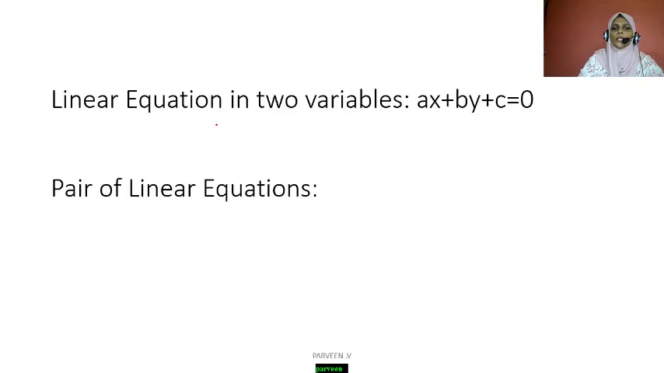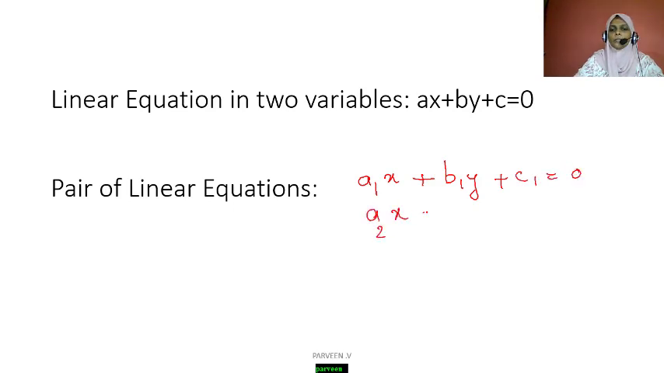Now when you consider a linear equation in two variables, generally we express it as ax plus by plus c is equal to 0. But as you know, we are taking two equations at the same time, a pair of linear equations. So to express it in a general form, we will have a slight modification there. We will take it as a1x plus b1y plus c1 is equal to 0.